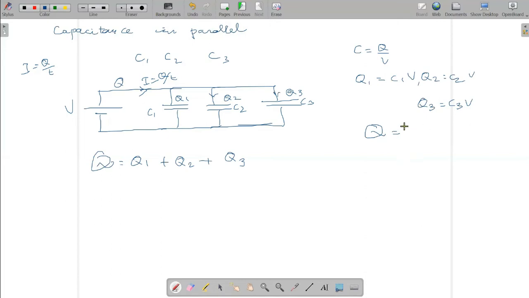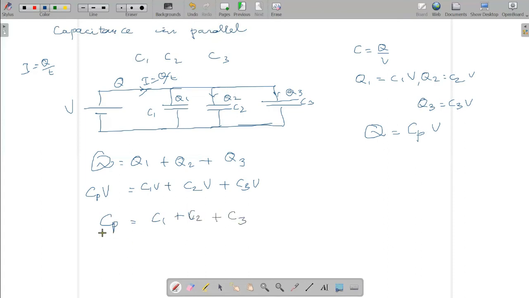But Q is nothing but C effective times V. Let us take the effective capacitance as Cp. Let us substitute this value: CpV equals C1V plus C2V plus C3V. So the total charge is equal to the sum of the individual charges in the capacitors C1, C2, C3. V is common, so it cancels. Effective capacitance in parallel will be equal to C1 plus C2 plus C3.